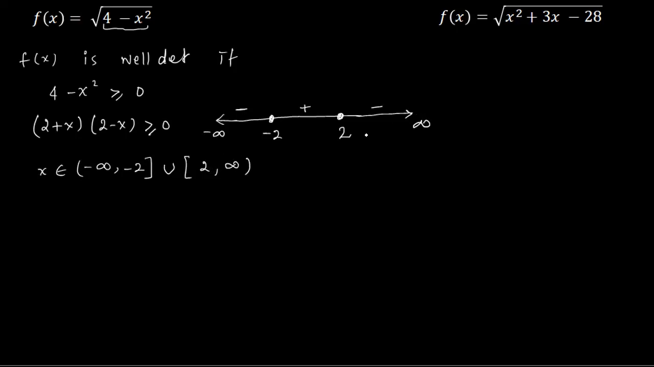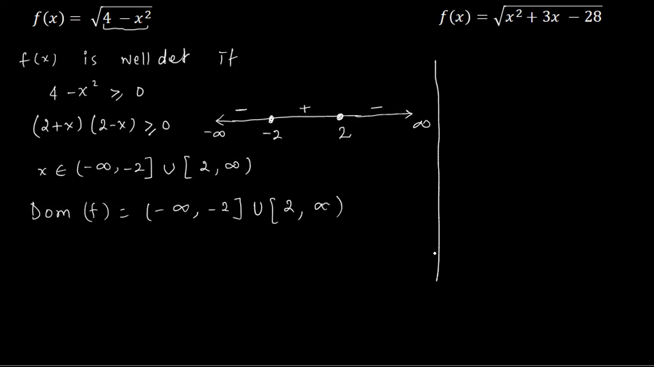So this is our domain. So the domain of this square root function is -infinity to -2 union 2 to infinity. Let us see one more example.